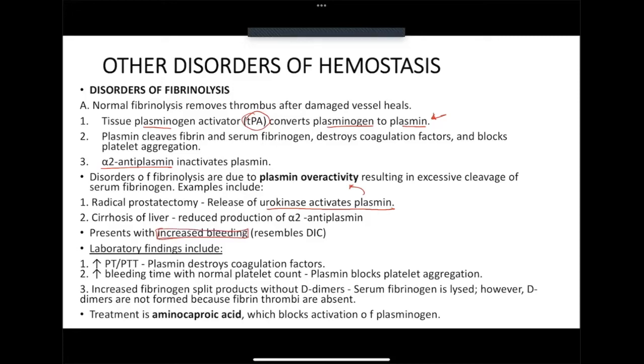So what happens here is that you have increased PT and PTT. Why? Because the plasmin destroys the coagulation factors. Okay, increased bleeding time with normal platelet count. Why? Because plasmin blocks platelet aggregation. So all of these point back to why there is bleeding, but there is normal platelet count because there's nothing wrong with the platelets. They are just not aggregating to form the platelet plug.